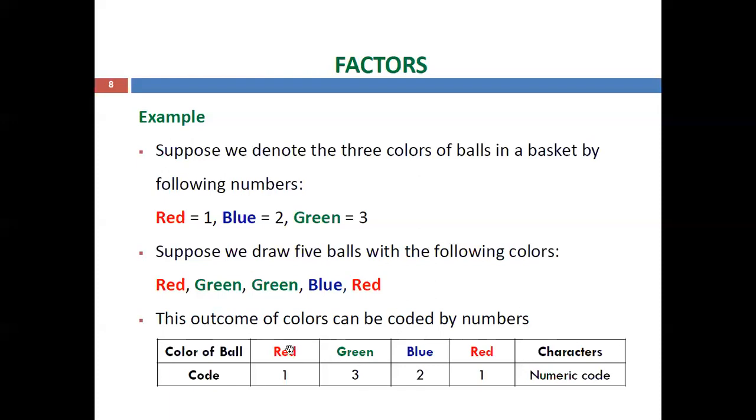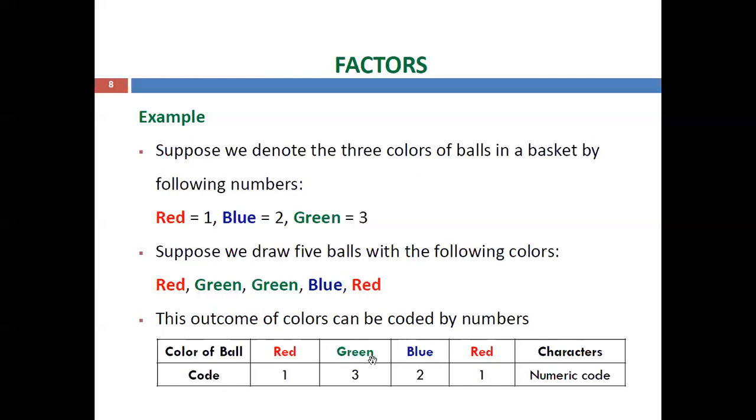So first we can provide the numbering. Here we can make a table with color of ball and then code. The first one is red, and the code value for red is 1. The second one is green, and the green value is 3. The third one is blue, and the blue code is 2. Then the next color is red, so red is numbered as 1.